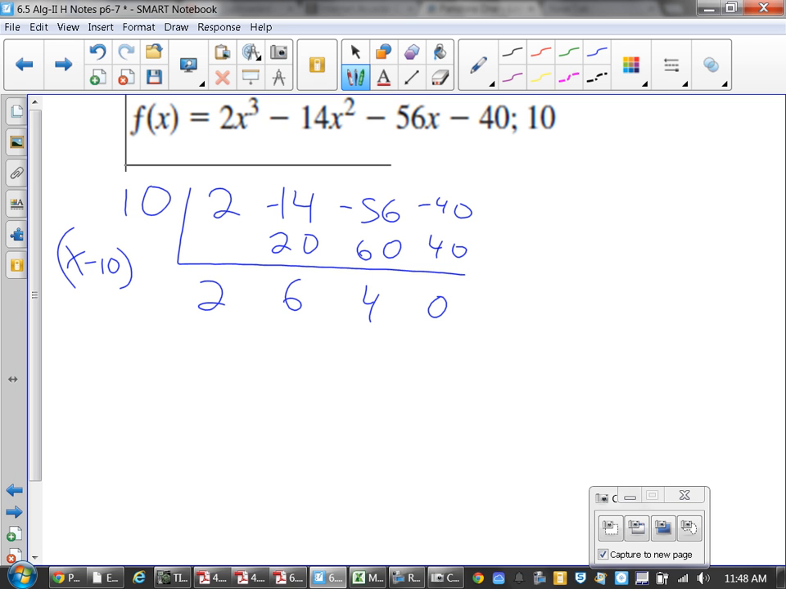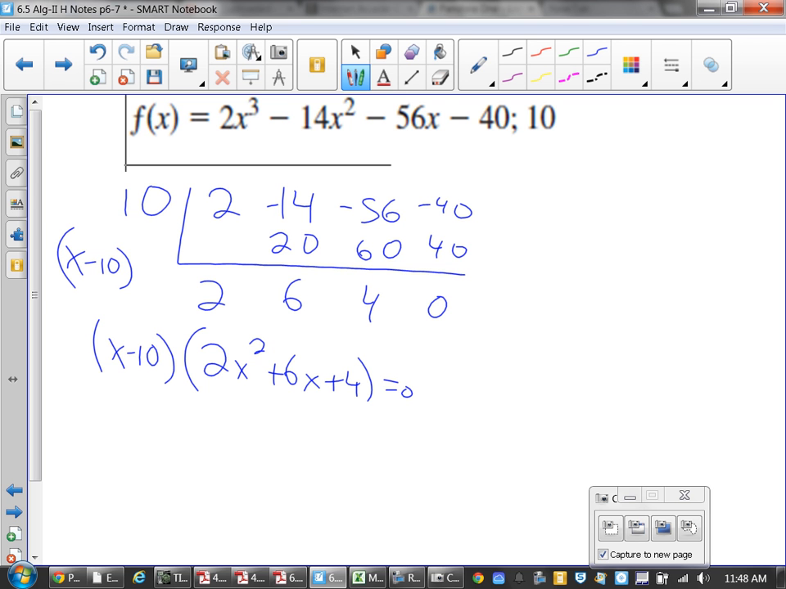Woo! I almost broke a sweat, for I have just synthetically divided. So my term was x minus 10. My new one is 2x squared plus 6x plus 4. Now remember, we're finding zeros, so let's tack on that equals 0. Now, when I get to that trinomial, your first rule of factoring is what?